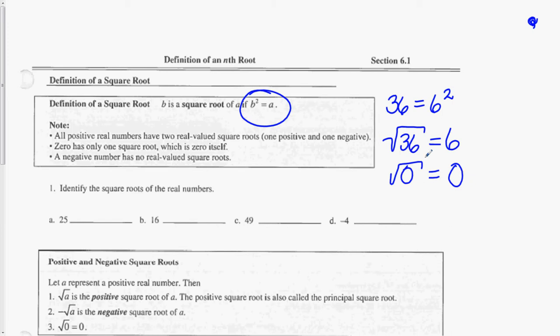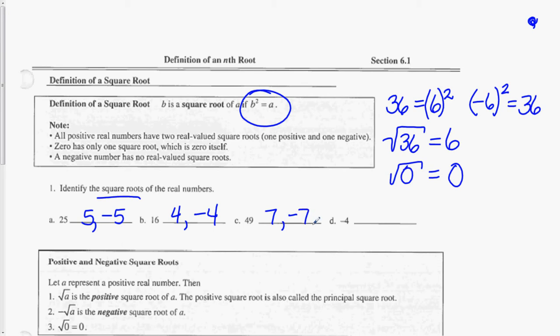And let's remember, if you get a number and you square it, you could have a 6 squared and that would give me 36, but also a negative 6 squared would give me 36. So sometimes we have to think about both the positive and the negative. So in these first ones, if we identify just the square roots of real numbers, for 25, 5 times 5 is 25, but negative 5 times negative 5 would also be 25. Then for 16, 4 times 4 would be 16, and negative 4 times negative 4. 49 is 7 times 7, or negative 7 times negative 7.